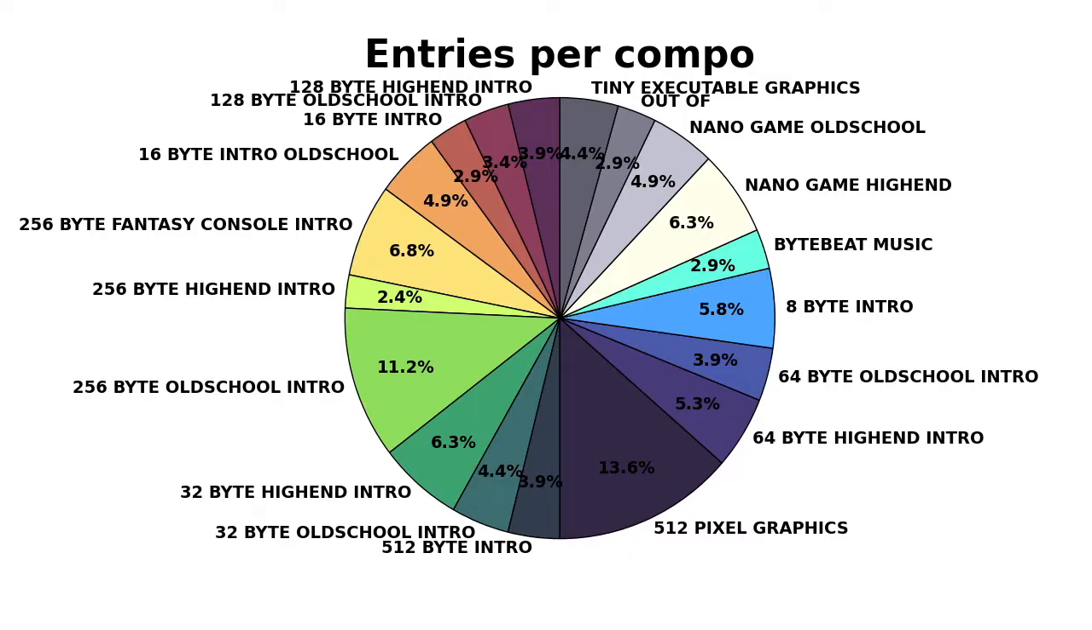Other than that, the distribution seems to be pretty average. We have some tendencies for the Nano game, for the Nano game high end in particular, for the Fantasy Console intro, which is also a bit renowned. Tic 80 got such a big boost last year with both Lovebyte and Lovebyte Battlegrounds promoting it so much that it's normal that we have quite a significant number of entries for that. And what else? The 32-byte high-end intro also seems to be quite a bit populated, more than the remaining average, which should also be interesting to check out.